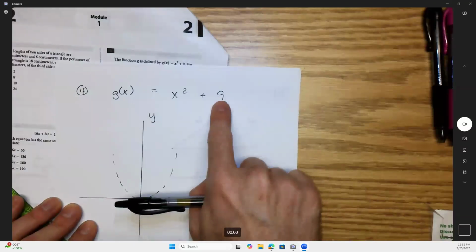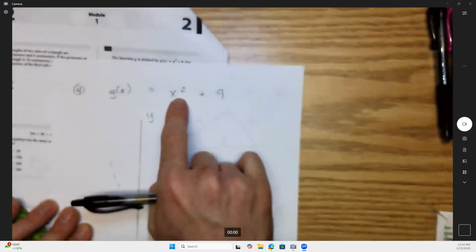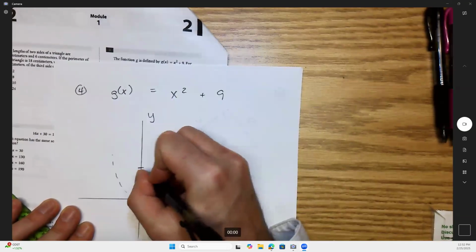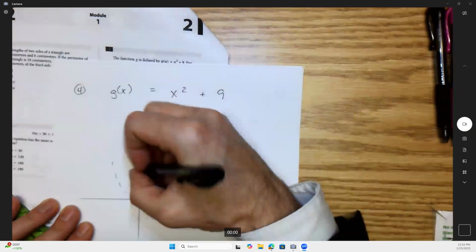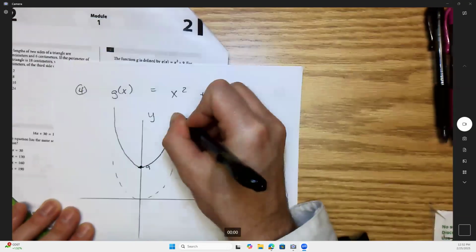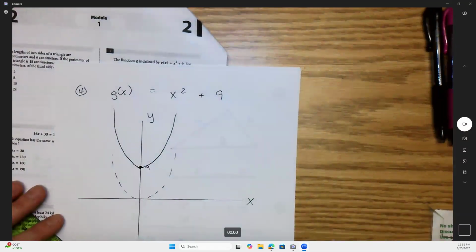Then if I add 9, all I have to do is scoot the whole thing up 9 units. So if you go back to 0, 0 squared plus 9 gives you this coordinate right here. This could be 0, 9. You can plug in a bunch of other coordinates, but this is the graph that's going to emerge. It's going to be a parabola with the vertex at 0, 9. Okay, that's it. All right, guys good?